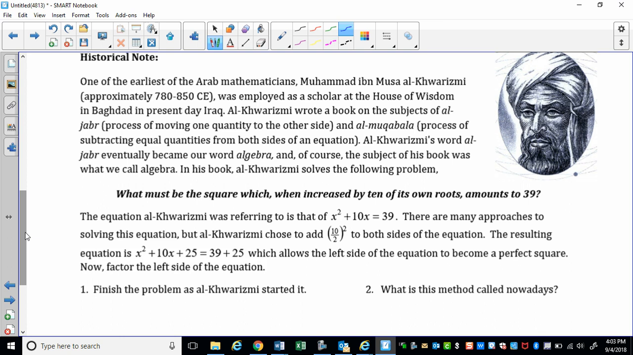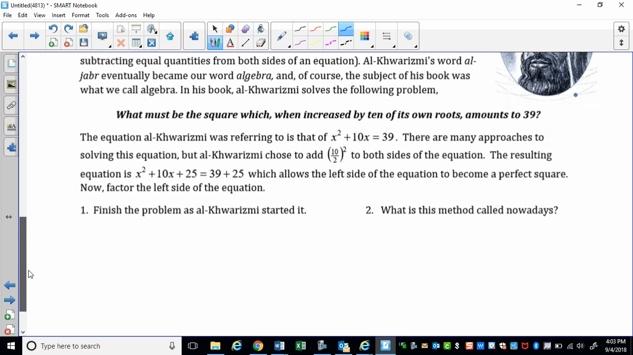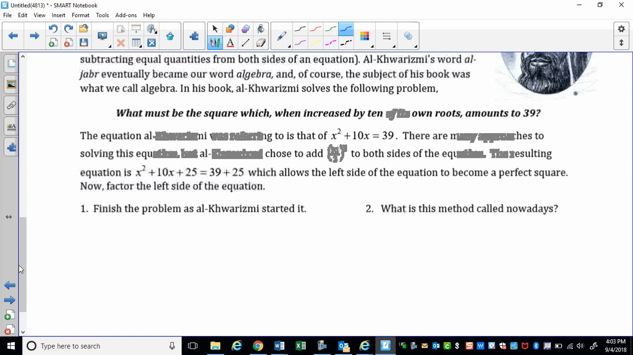There are many approaches to solving this equation, but he chose to add, so we're going to solve for x, right? He chose to add 10 over 2 squared to both sides. Where did he get 10 over 2 squared? Well, I see a 10, and then I don't know where he got 2 from, or if it's 2 every time, and then he squared it.